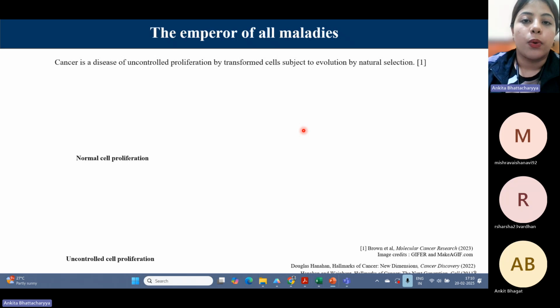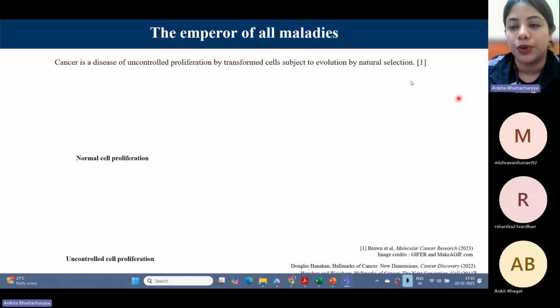First of all, what is this disease also very commonly known as? The emperor of all maladies. This is a very common terminology which is used for cancer. And by definition, cancer is considered to be a disease of uncontrolled proliferation by transformed cells subject to evolution by natural selection. Now, this definition might be a little confusing to all of you. You might just think of it as a disease which causes tumors.